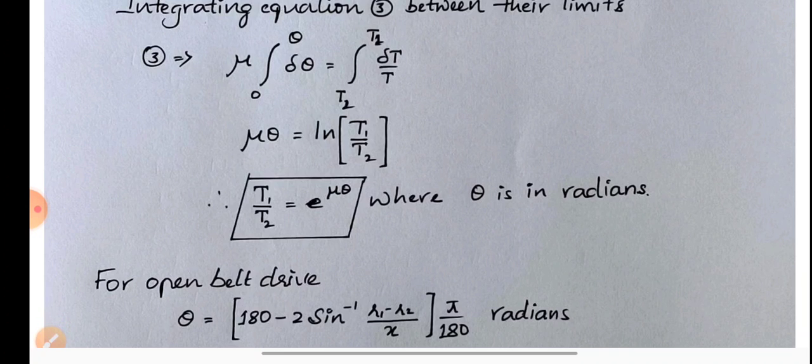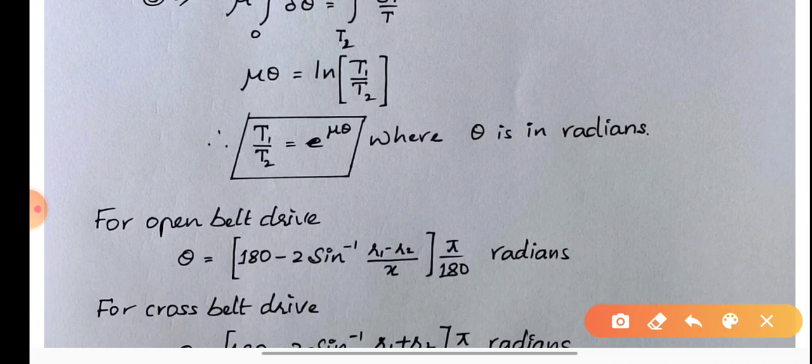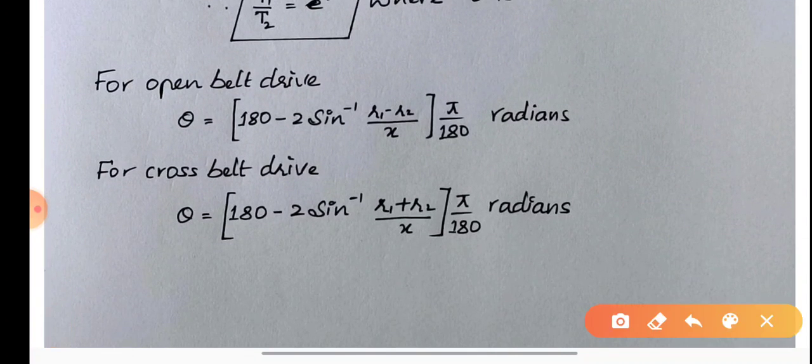When it comes to this θ, it is different for open and cross belt drive. So here I have given directly the equation for θ for open and cross belt drive. You just remember this. For open belt drive, θ is 180 minus 2 sin inverse of (R1 − R2) by x, into π by 180 radians. Whereas for cross belt drive, θ is equal to 180 plus 2 sin inverse of (R1 + R2) by x, into π by 180 radians.